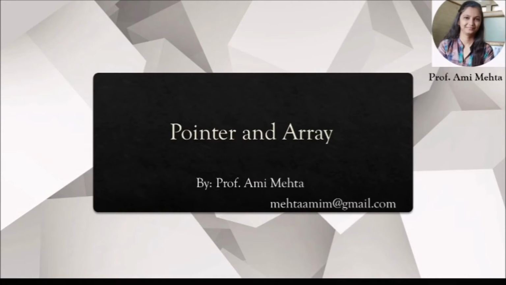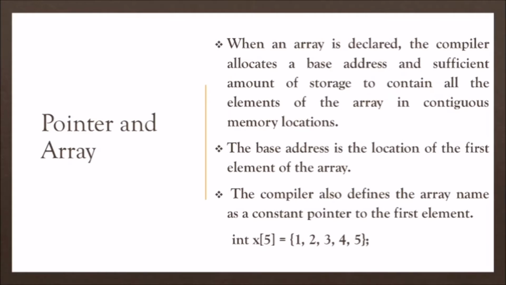We discuss what the relationship is between pointer and array and how it actually works in C. First of all, when an array is declared, the compiler allocates a base address and sufficient storage to contain all the elements of the array in continuous memory locations. So what does the compiler do? The compiler allocates a base address, which is the location of the first element of the array.